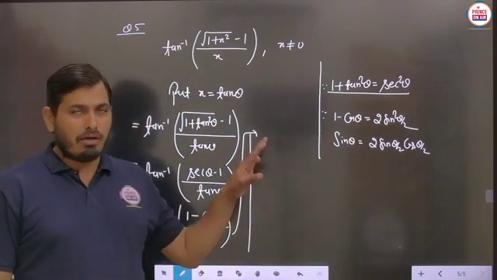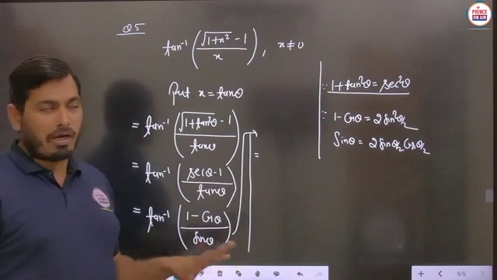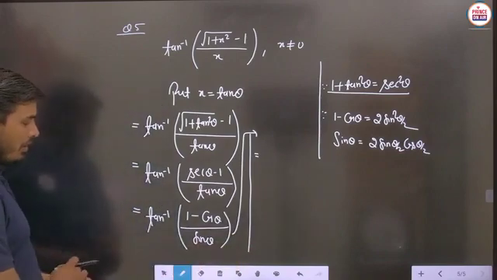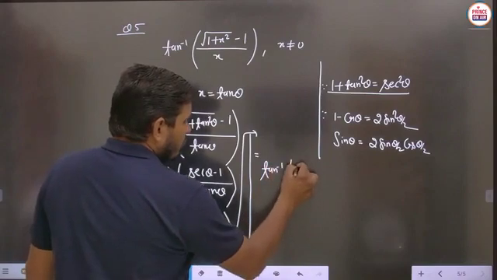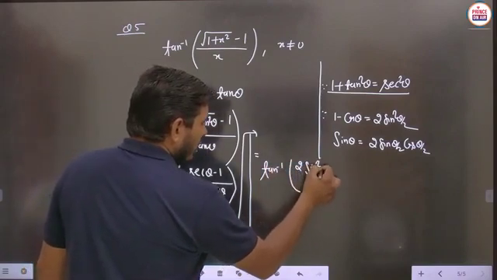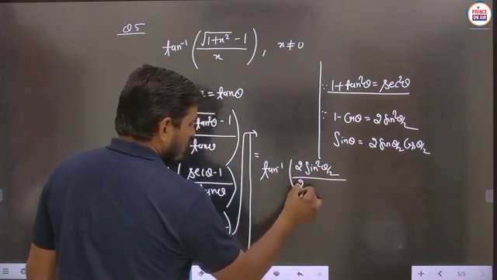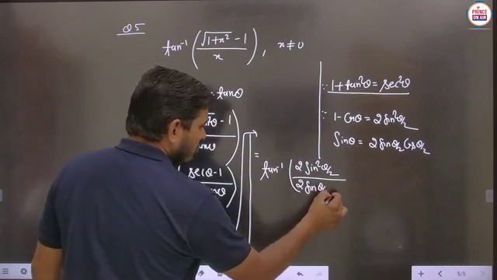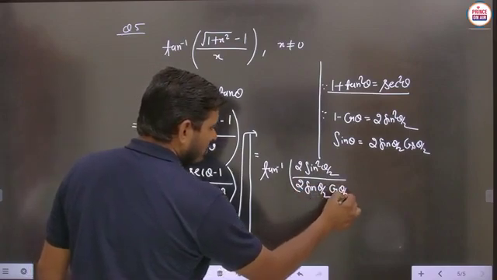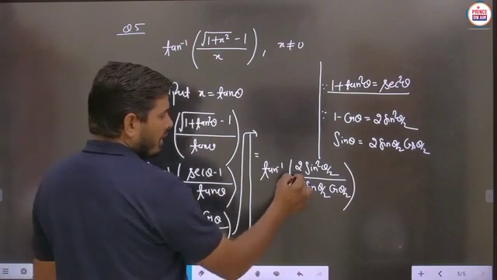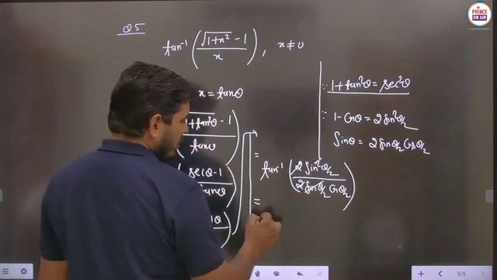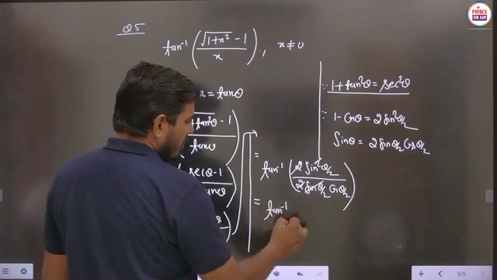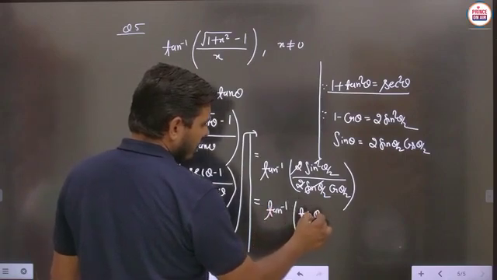So here we have to know about each and every kind of formula related to trigonometry. 1 minus cos theta can be written as 2 sine square theta by 2, and this is divided by sine theta, which can be written as 2 sine theta by 2 and cos theta by 2. Now this 2 will get cancelled out, and one sine also gets cancelled out. Finally the given expression will become tan inverse of tan theta by 2.